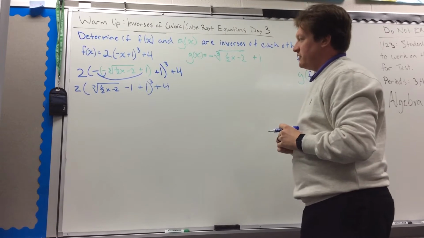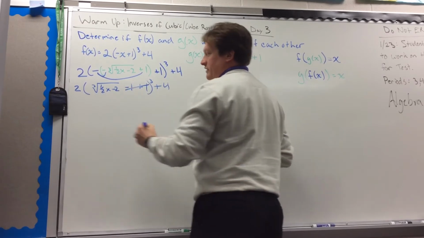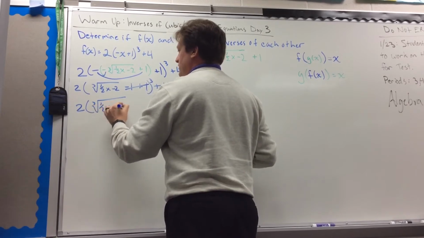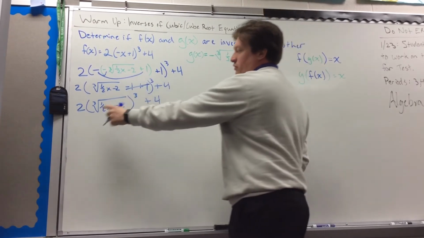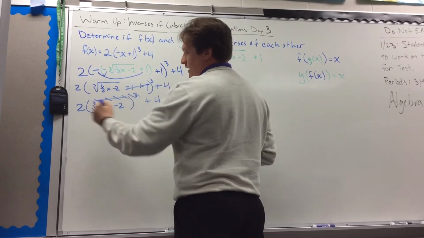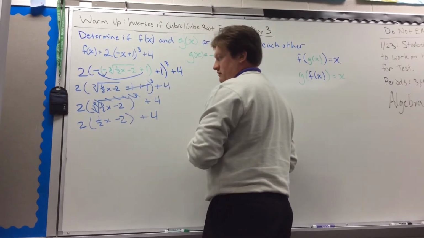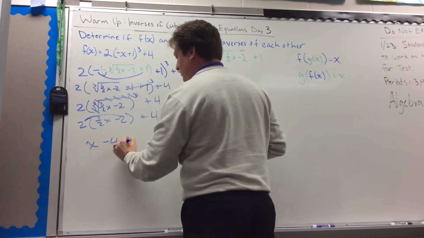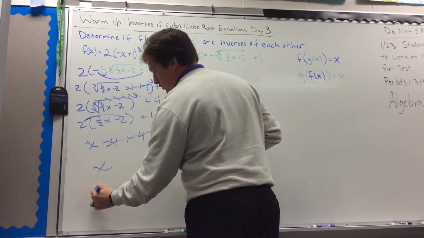We need to see if things actually cancel. So we see that the 1's cancel right here. That's going to leave me with 2 times the cube root of 1/2 x minus 2 raised to the 3rd power plus 4. To get rid of this cube root, it must be cubed, and it is. So this part goes away, and we're left with 2 times 1/2 x minus 2 plus 4. We're going to use the distributive property here and here, which gives me x minus 4 plus 4. These 4's cancel right there, and you're left with x. That works out on this side.